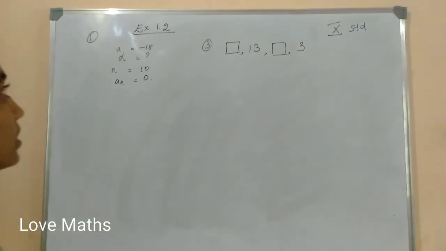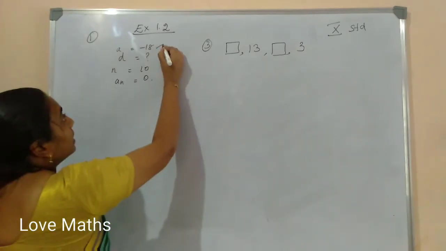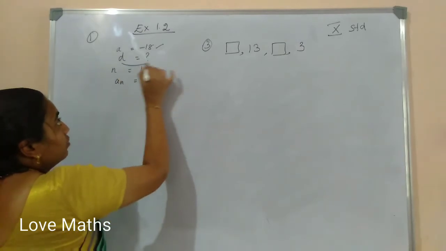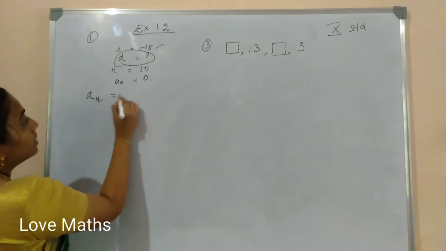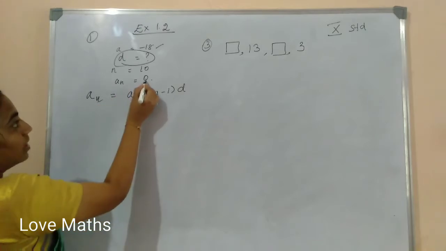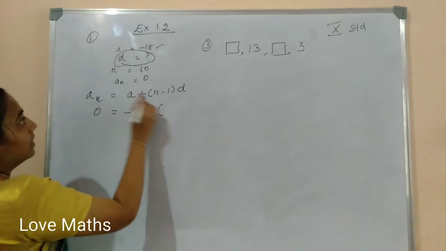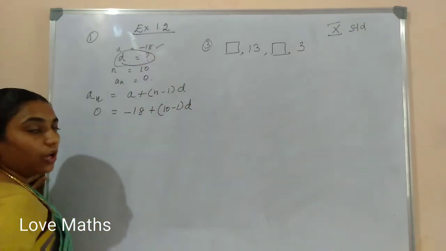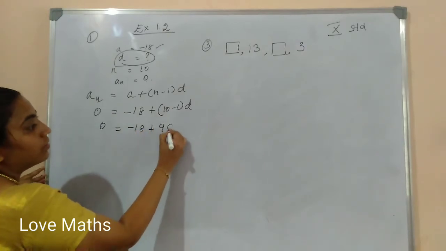Say this example. This is exercise 1.2, first sum. A value is minus 18. D only we don't know. N is 10. An is 0. So using these 3, you should find out the D value. We know the formula. Nth term is equal to a plus n minus 1 into d. This An is what given? 0. So a value is minus 18 plus n is 10, 10 minus 1, d only we don't know, keep like that. Next 0 is equal to minus 18 plus 10 minus 1 into 9d.